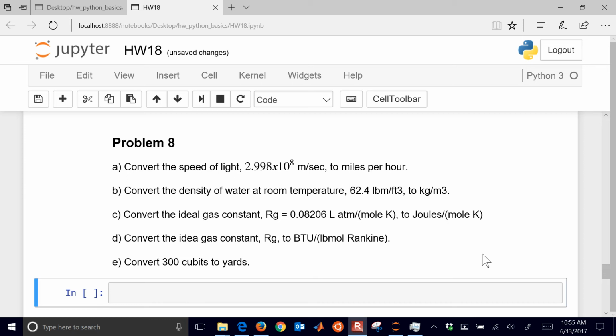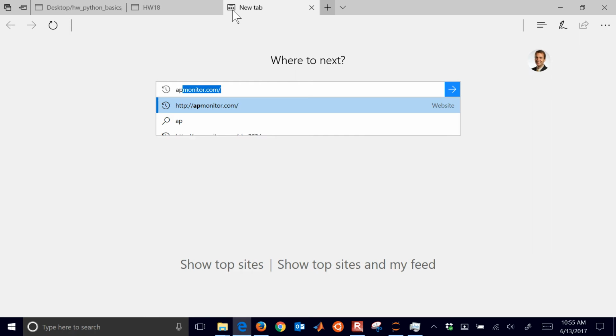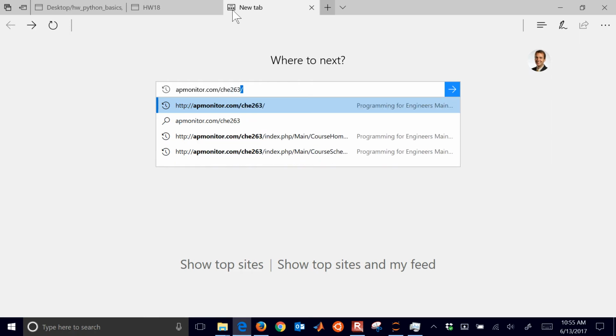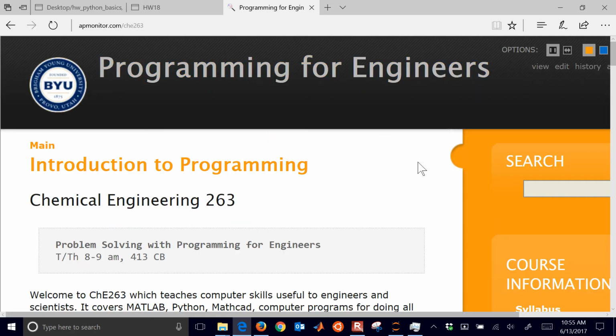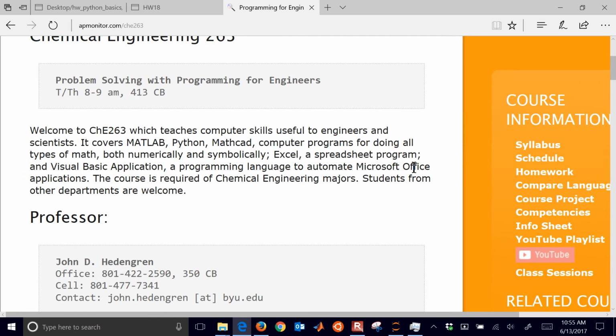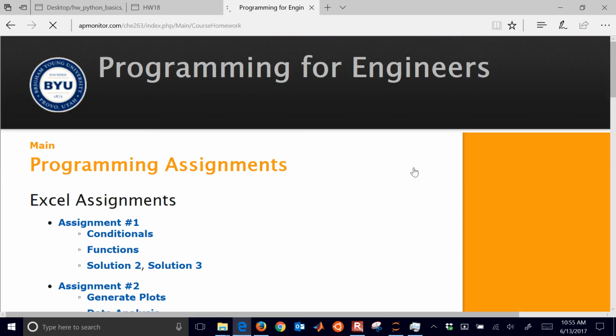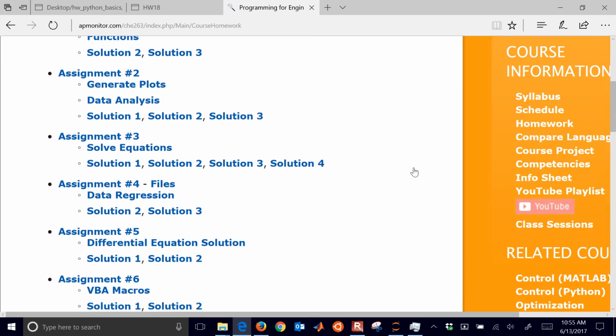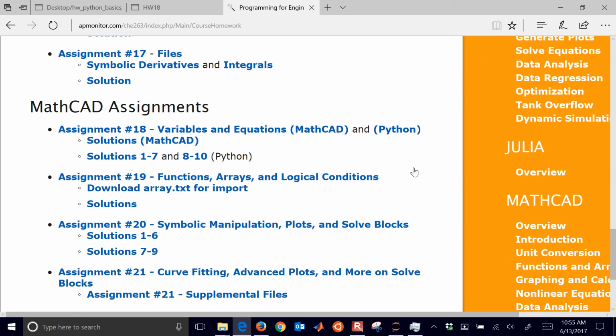We're going to continue on with homework number 18. In this case, we're going to do unit conversions. To access the content for this, come to APMonitor.com/CHE263, and then on the right hand side you're going to see homework. Go ahead and select that link and then scroll down to homework number 18.